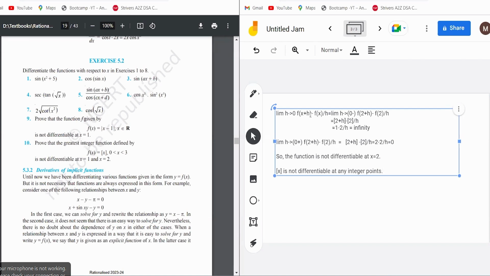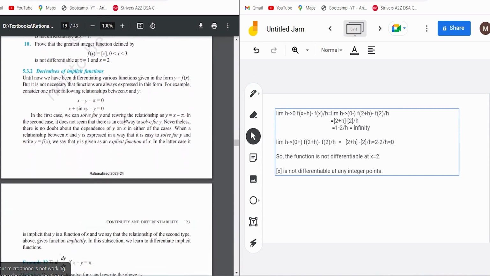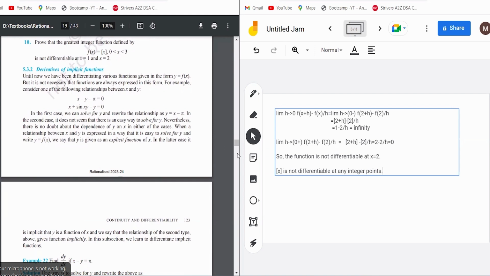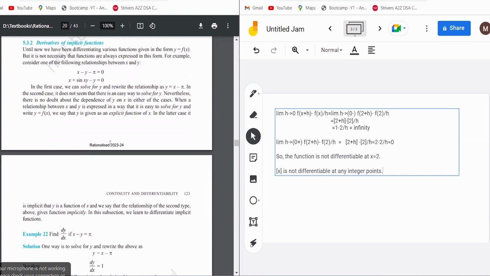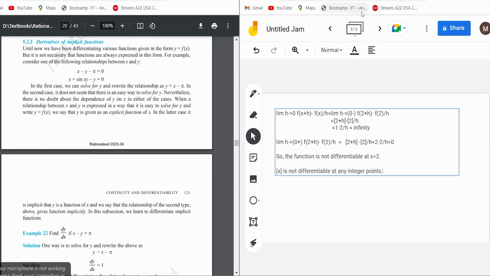It was not typical. You have to just use the concepts of differentiability. Okay? So let's move to next exercise now. Derivative of implicit functions. Okay.